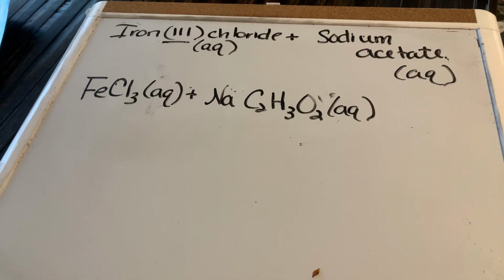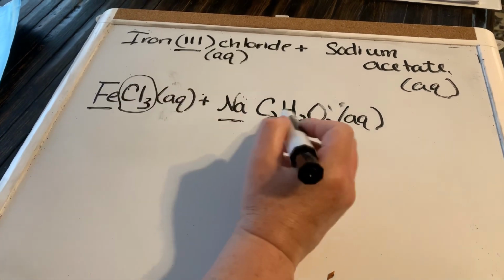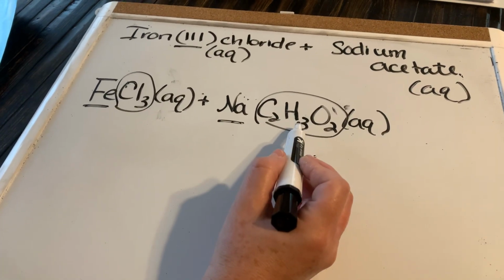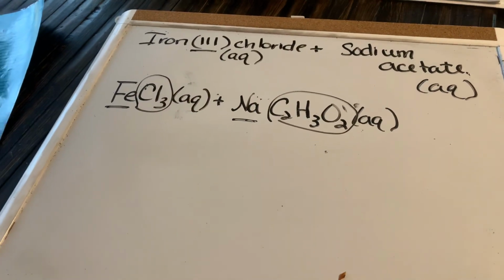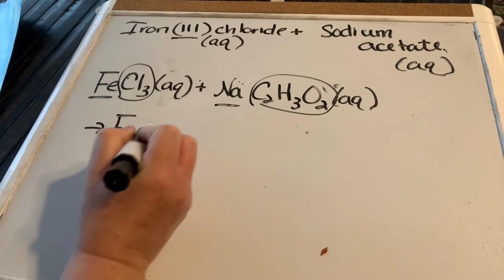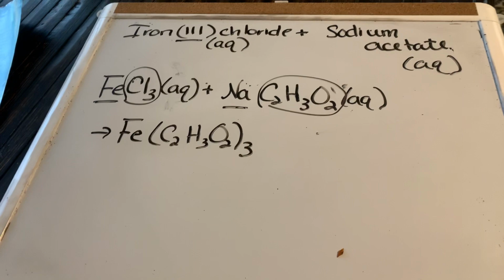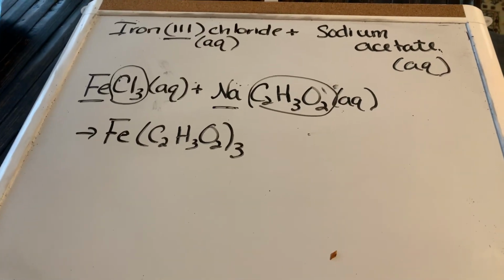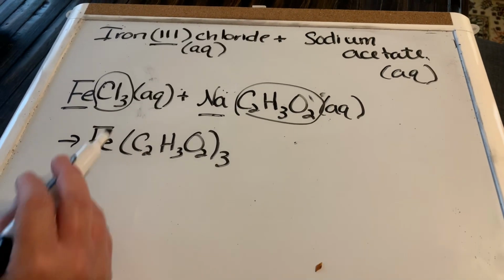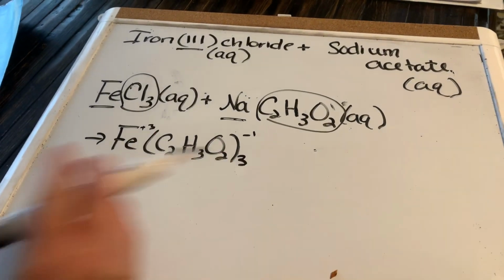Now, we're going to switch partners. Iron is positive, sodium is positive. Chlorine is negative, acetate is negative, okay? So iron is going to go with acetate, sodium is going to go with chlorine, okay? So we're going to end up with Fe(C2H3O2)3. Stop for a minute. How did I come up with that? Iron is plus 3. Acetate is minus 1. When you drop your signs and cross them down, minus 1 plus 3, you get this.